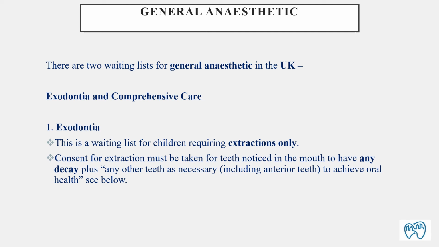General anesthetic. There are two waiting lists for general anesthetic in the UK: exodontia and comprehensive care. Talking about exodontia first. This is a waiting list for children requiring extractions only. Consent for extraction must be taken for teeth noticed in the mouth to have any decay, plus any other teeth as necessary, including anterior teeth, to achieve oral health. The consent taken here is not as accurate as it is going to be in comprehensive care, which is talked about in the next slide.